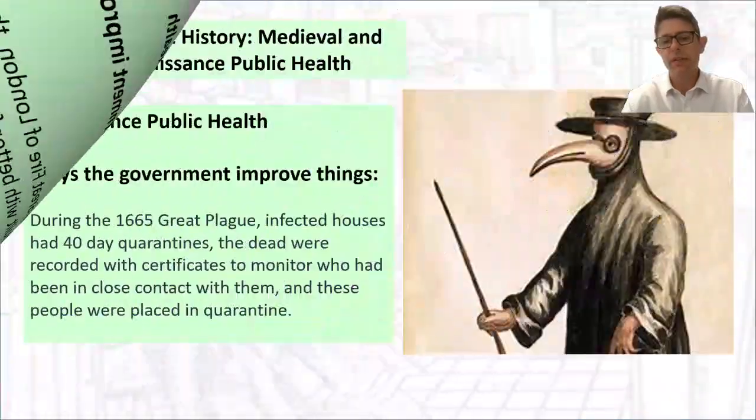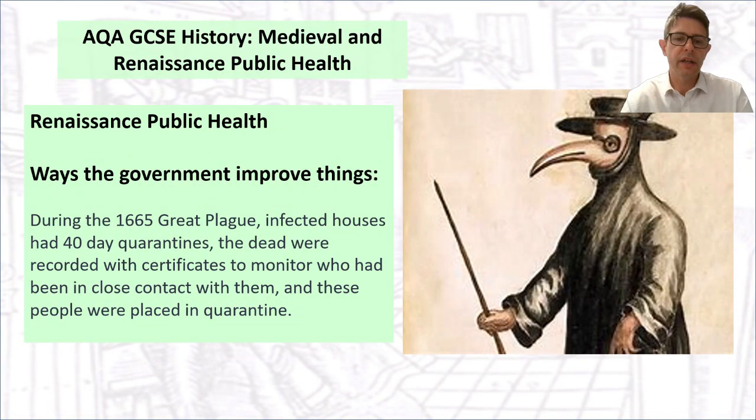The government also during the Great Plague ensured that houses that were infected were blocked from people entering. They would have a 40-day quarantine, and there were people watching the streets and watching the homes to ensure that quarantines were kept, and also people who had the illness were found and then quarantined. The dead were recorded, and certificates were drawn up to start monitoring the dead to ensure that there was no contact between those people who were ill and other people. And obviously, they could then find out who they were with and place those people in quarantine as well.